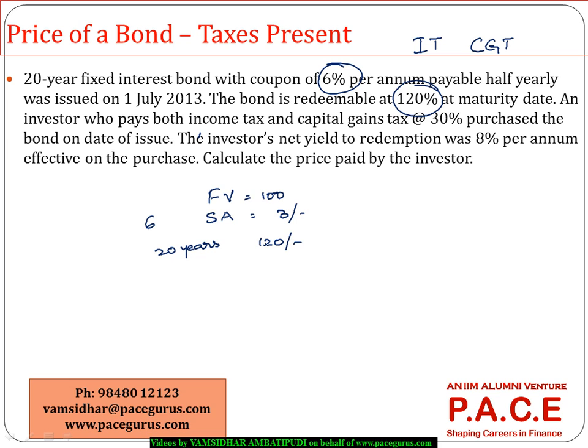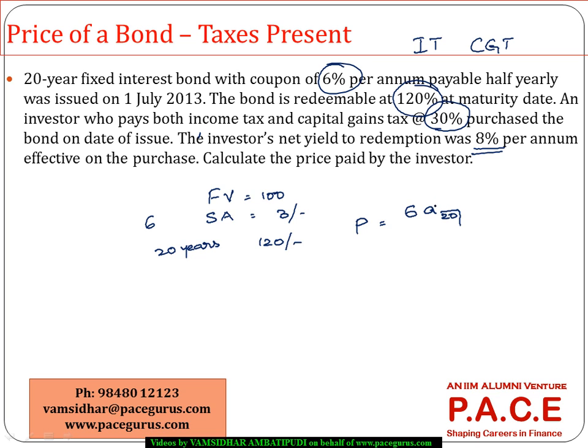So an investor who pays both income tax as well as capital gain tax of 30% per year purchases the bond on the date of issue, and the investor's net yield was around 8%. So basically the price is nothing but the present value of the future cash flows. So what are the cash flows? If there were no taxes, it would have been 6 per year for a period of 20 years.